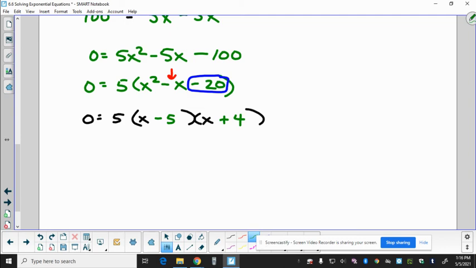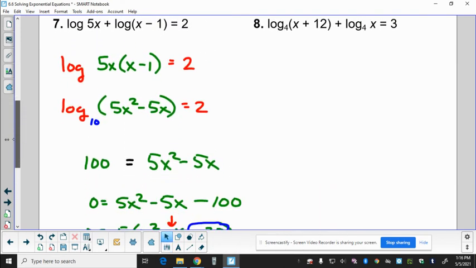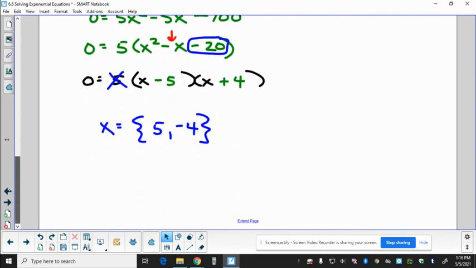So what do we have for an answer? X equals 5 and -4, if they both work, right? So let's go put a 5 up there. That's good. Put a -4 up there. It's not going to work. -4 is going to give us some negative answers. So only 5 is an answer to that.